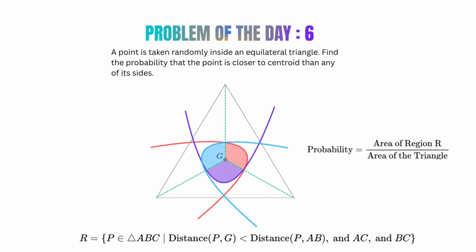But here's the twist. Region R isn't bounded by straight lines. It's enclosed by three curved arcs, each a parabola. This is where coordinate geometry meets calculus.